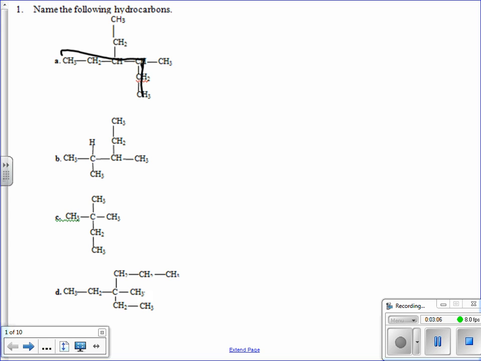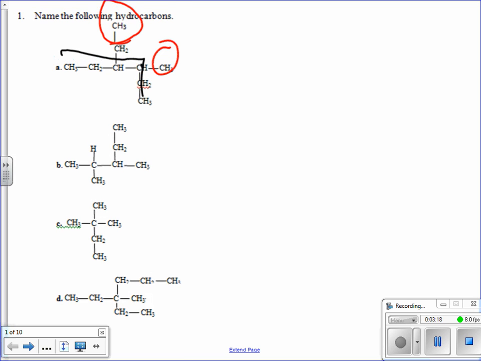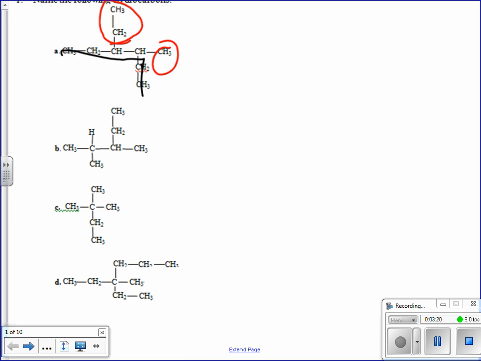Step 2, circle anything attached to the chain. These are called branches. Carbon branches end in the suffix YL. So this would be a branch, and this is a branch. So we've got 2 branches on our little carbon chain here. Number the carbon in the chain from one end to the other. Make sure the branches have the lowest number combination.